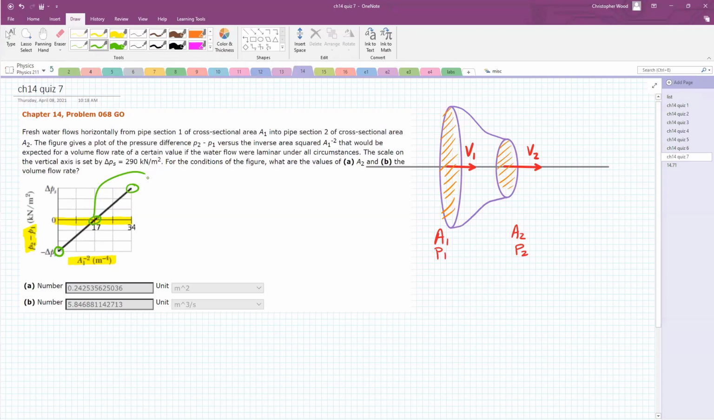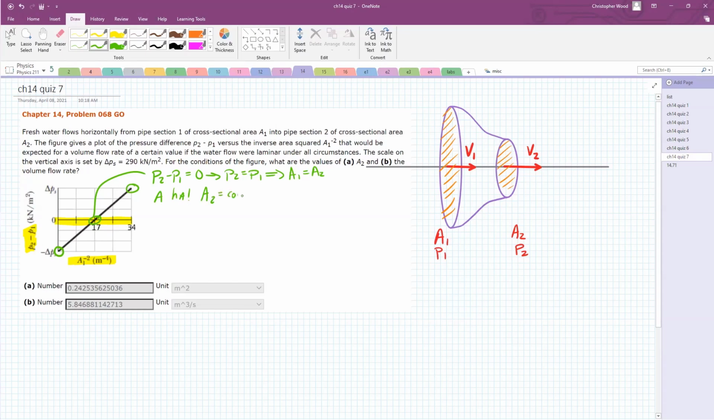At this point, P2 minus P1 equals 0. So you know what that means. That means P2 equals P1. And you know what that means. The only way that can happen is if A1 equals A2. So, aha. I now have a value for A2.